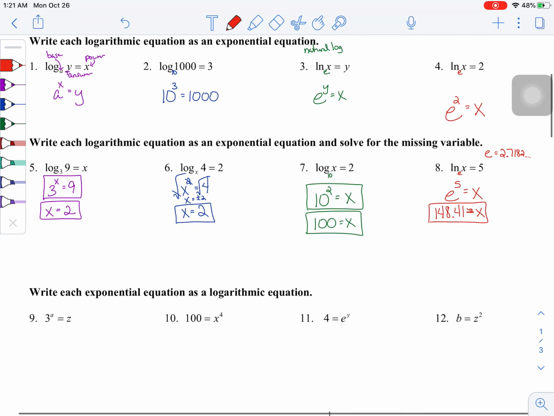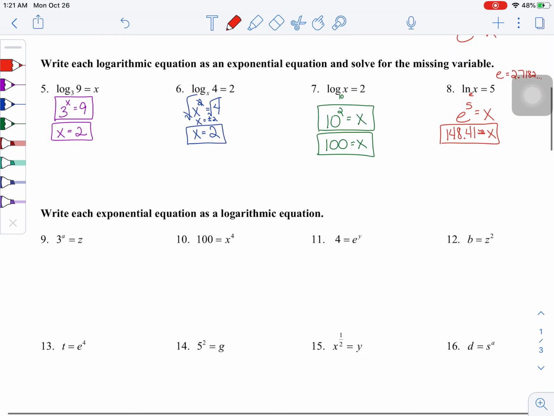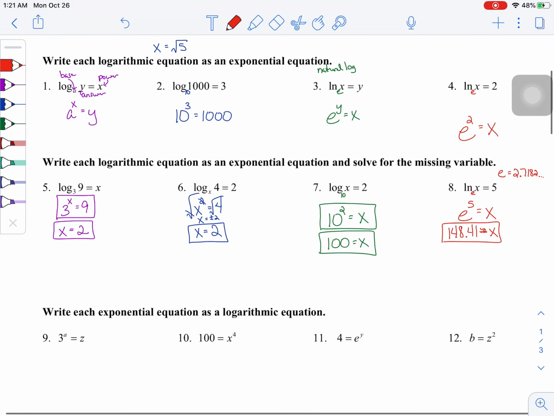All right, so we've gotten through 1 through 8. I'm going to go ahead and close the video here. In the answer key, when I post it, I will have the answers for 9 through 16. Those are all just converting from exponential to logarithmic. So it's basically doing the reverse of what we've been doing, but that'll be in the key.